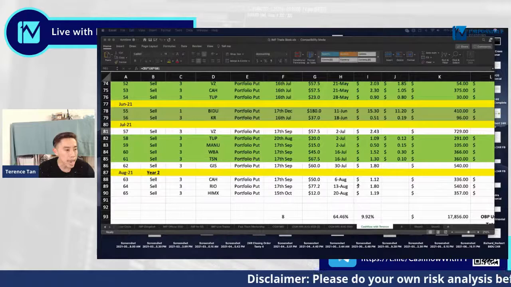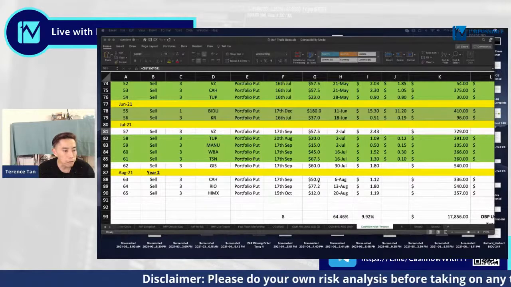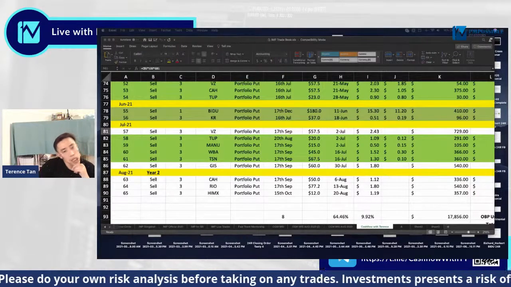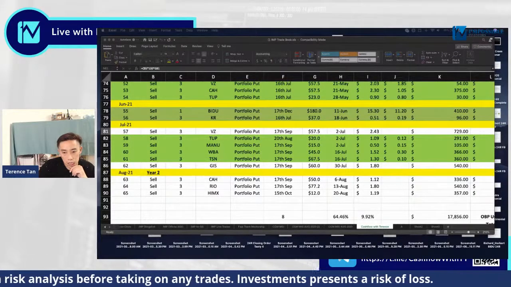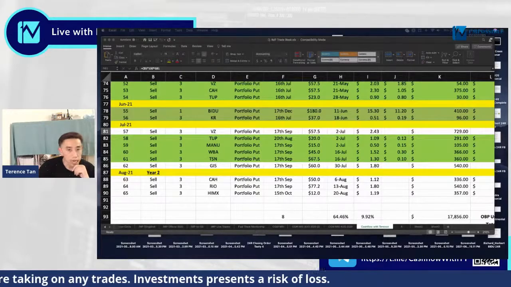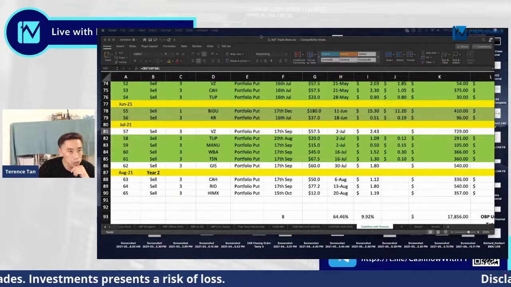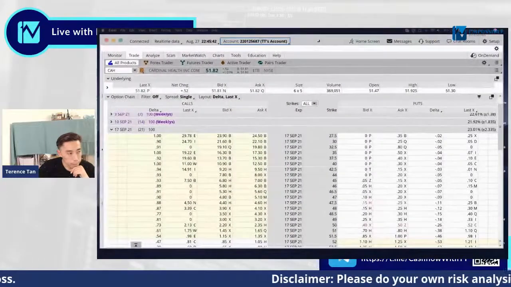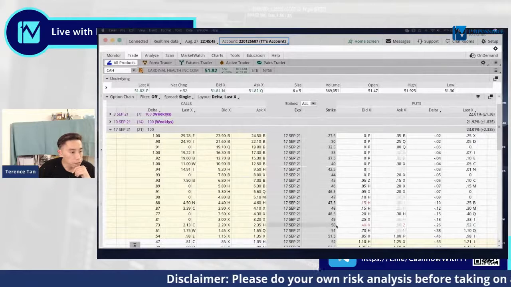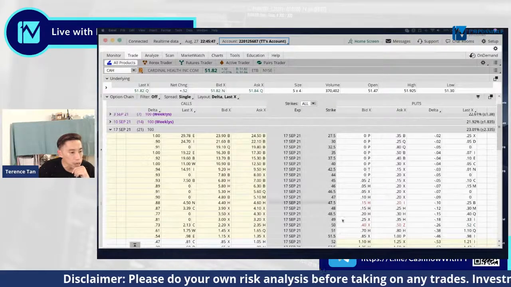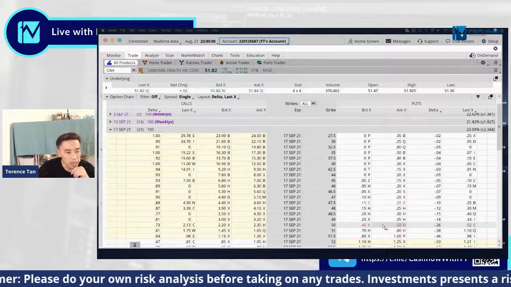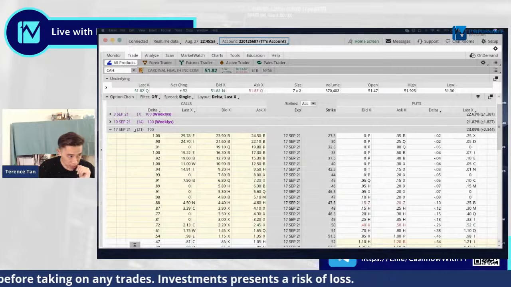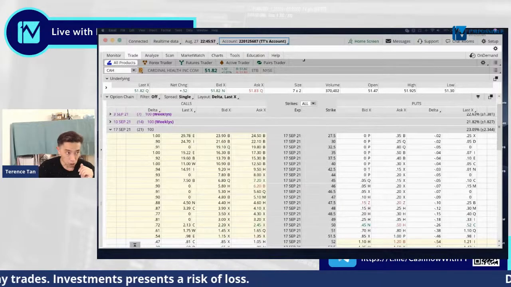Now next one, CAH, 17 September, 50 puts for 112. So CAH. We have the 50 puts over here for 17 September. It is worth about 45 cents. So if I close this today, I can pay about 45 cents and get it closed. Now, this option has about three weeks left to go.